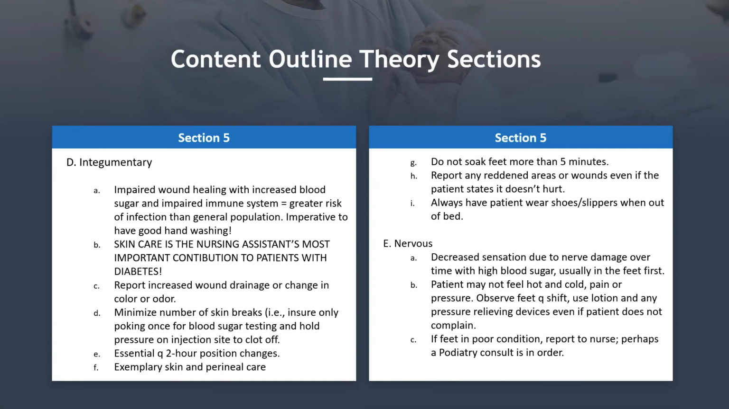D. Integumentary. Impaired wound healing with increased blood sugar and impaired immune system equals greater risk of infection than general population. Imperative to have good hand washing. Skin care is the nursing assistant's most important contribution to patients with diabetes. Report increased wound drainage or change in color or odor. Minimize number of skin breaks. Ensure only poking once for blood sugar testing and hold pressure on injection site to clot off.